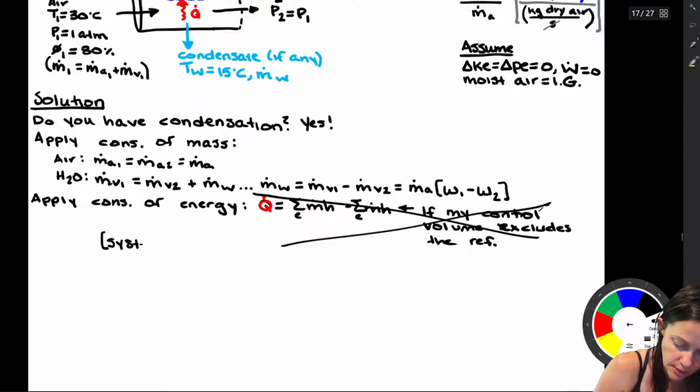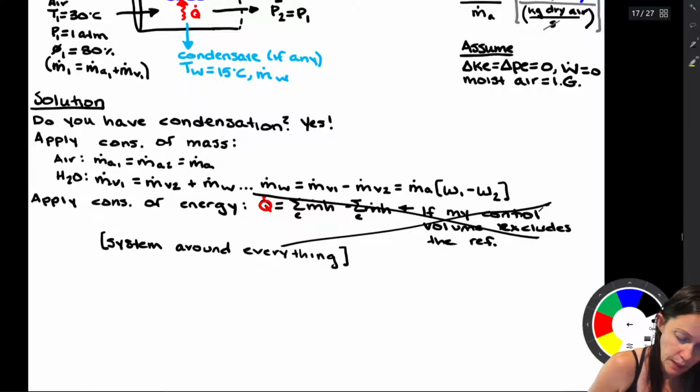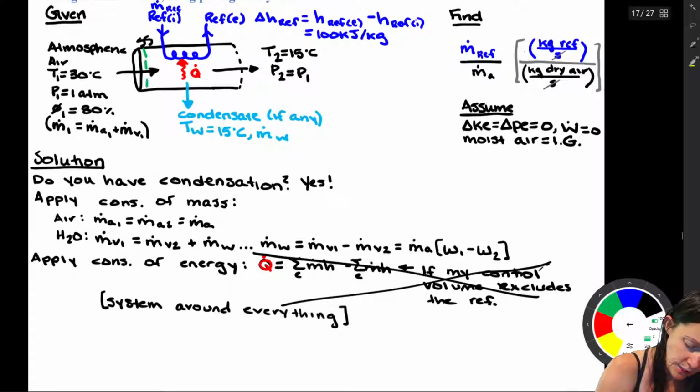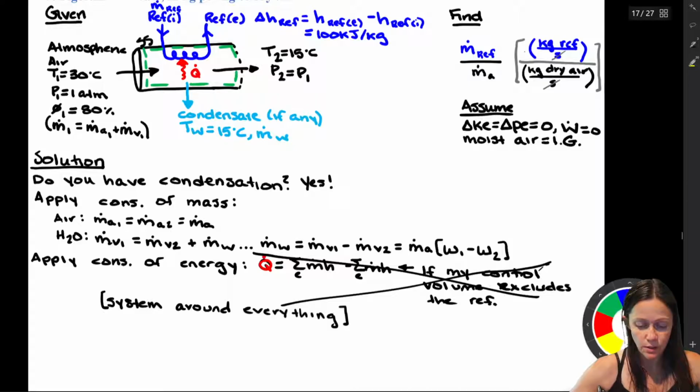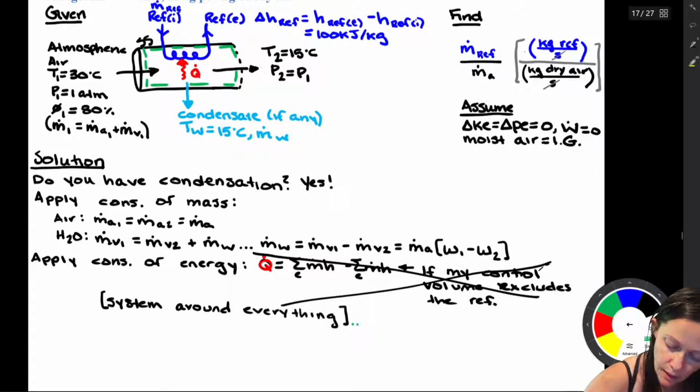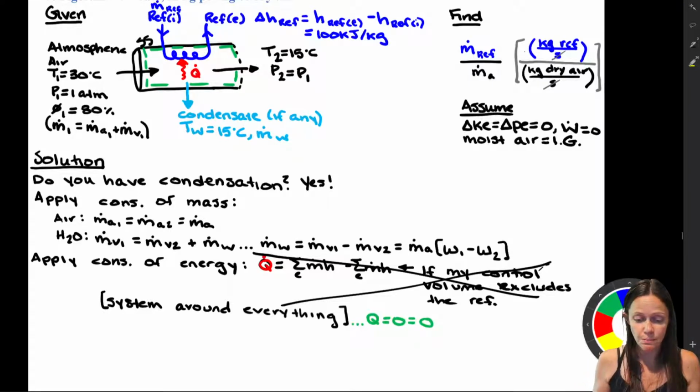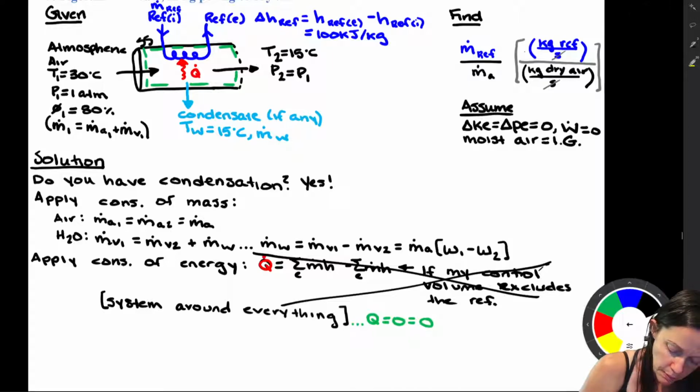let's draw our system around everything. Okay. So if I do that, I'm going to draw a little dashed line here, around the whole thing. Now, when I draw my control volume around that, Q dot for that control volume is equal to 0, right? I have heat transfer within the system boundary, but it's not crossing that green dotted line. It's not crossing the system boundary, so I won't have that in my equation. And so when I apply my first law, all I'm going to be left with is that the sum of the m dot h's coming in equals the sum of the m dot h's going out.